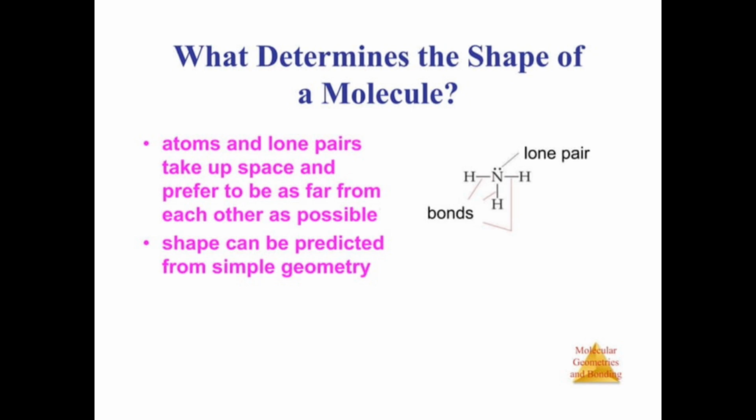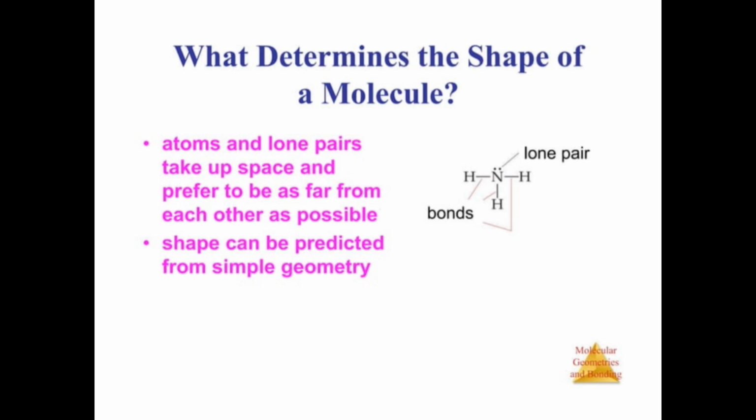Now, what determines the shape of a molecule? Atoms and lone pairs take up space and prefer to be as far from each other as possible. So shape can be predicted from simple geometry. What makes the geometry is the combination of the atoms of a particular molecule and the lone pairs present. From the simple geometry of a particular molecule, you can determine the shape. I hope you are getting it.